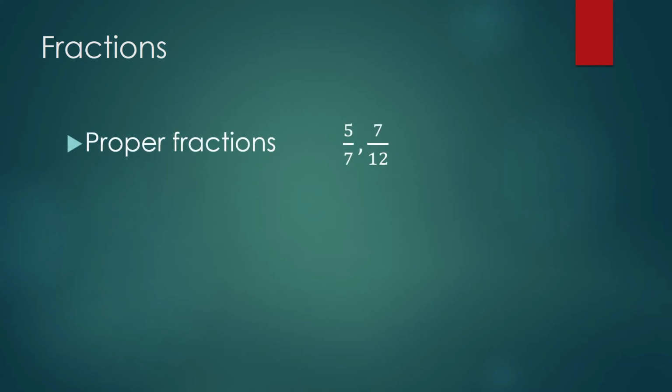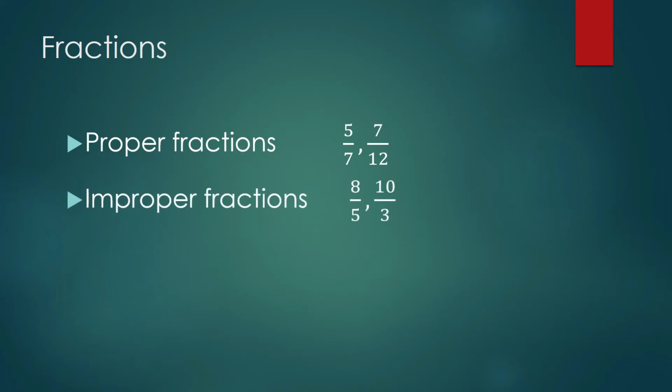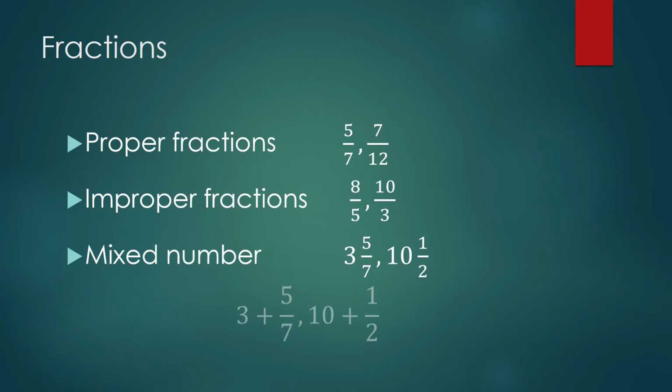Proper fractions. 5/7 is a proper fraction, and so with 7/12. Improper fractions. 8/5, 10/3. Mixed number, 3 and 5/7. 10 and 1/2. 3 and 5/7 is the same as 3 plus 5/7.